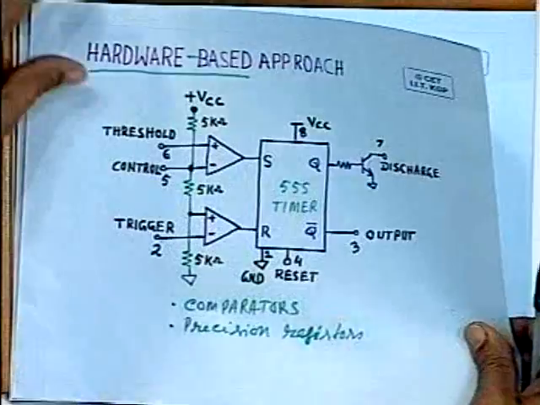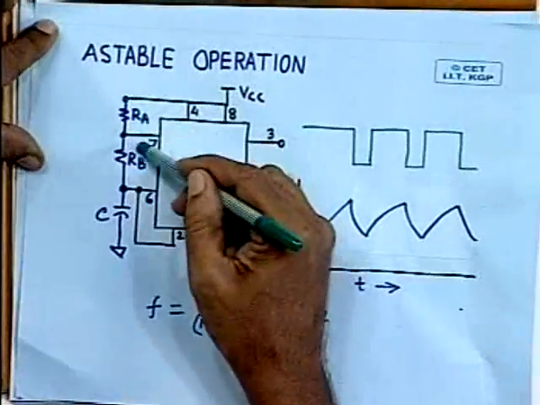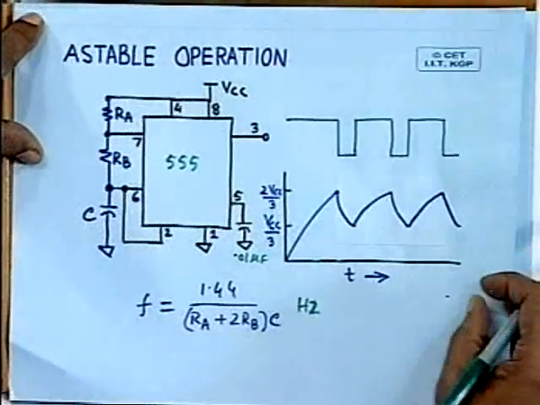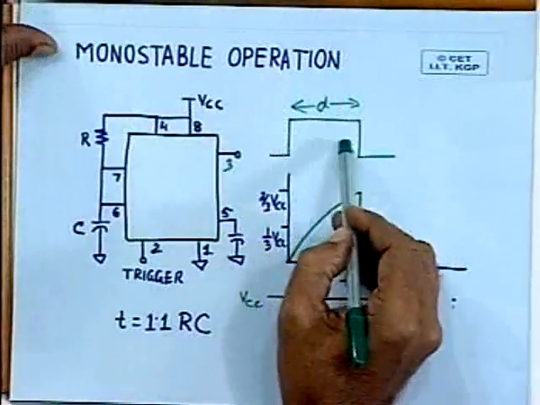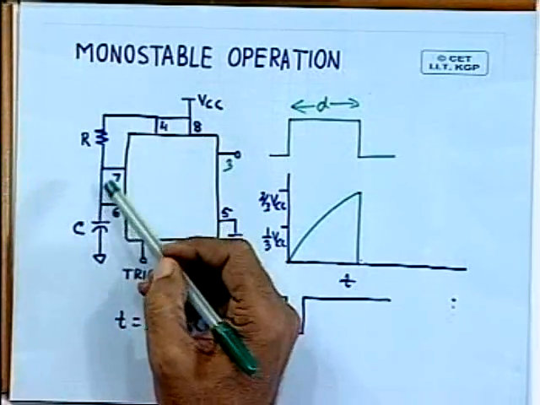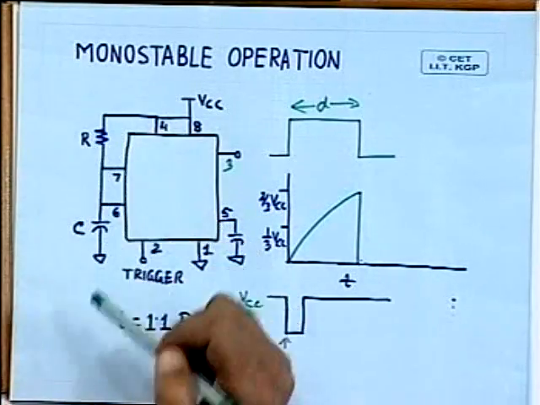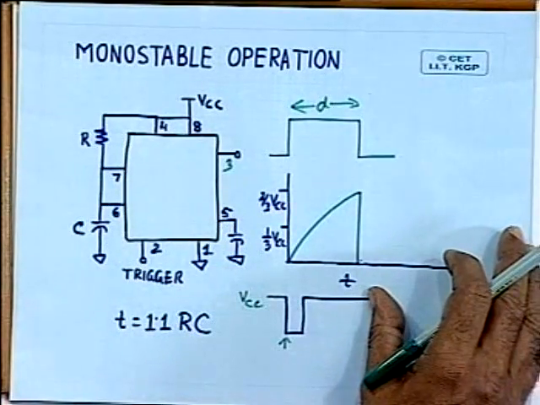So if you want to change the frequency, you have to change the value of the resistors or capacitors, or if you want to change the delay duration, then you have to change the value of this capacitor or resistor. Everything has to be done by changing these capacitors and resistors that you are connecting.